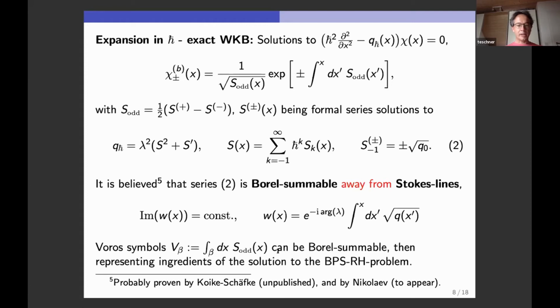And the guys we're after, which are in this way canonically defined by what we put in, are called Voros symbols. Under these conditions, the type of conditions I mentioned, they can be Borel summable. And if they are Borel summable, then they can represent the ingredients to the solution of the BPS Riemann-Hilbert problem we are after. There are proofs attributed by many papers to unpublished work of Koike-Schäfke of Borel summability, and Nikolaev, I understand, is preparing an independent proof, hopefully to appear soon.